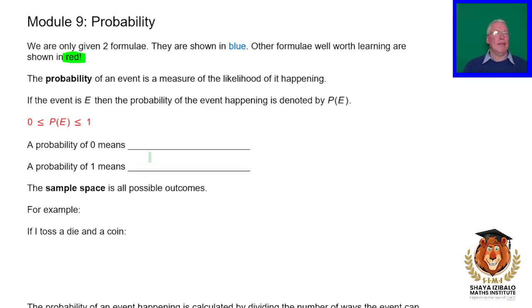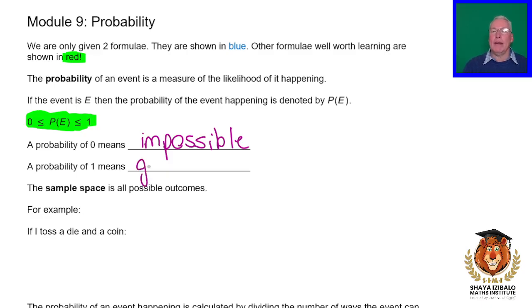So what probability is, it's a measure of likelihood of something happening. And a really important idea is that all probabilities range from 0 to 1, including 0 and 1. A probability of 0 means impossible. It will not happen. An example would be throwing a 7 when you throw a regular die. Okay, we call it a die. Most people say dice, but it is actually a die. A probability of 1 means guaranteed. It's certain to happen.